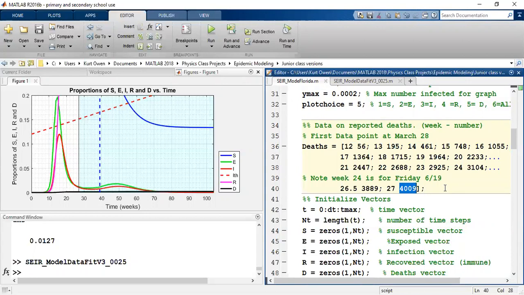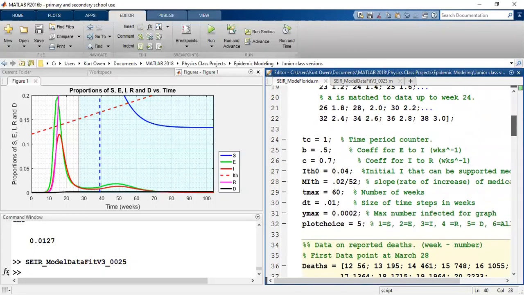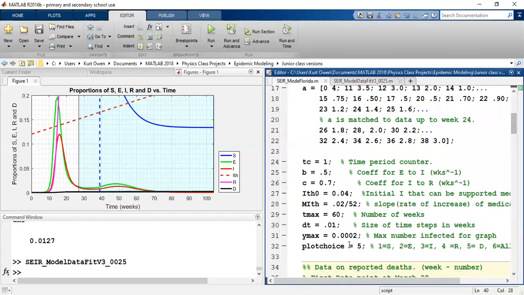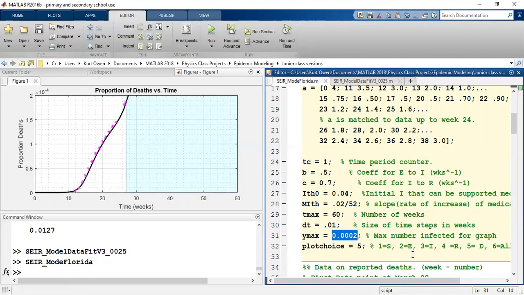All right, so once you have that data in, the important thing is you're going to have to rematch the data. Okay, so in order to match the data for deaths, you have to look at plot choice 5. And the Florida data, so far they haven't had that many deaths, all right, which means they have a lot of susceptible people left in their population. They're not anywhere close to herd immunity like New Jersey might be. So I have to use a pretty small Y scale in order to see what's happening with the deaths, all right? Let me take this Y scale, let me go back to about 40 weeks to shorten that up.